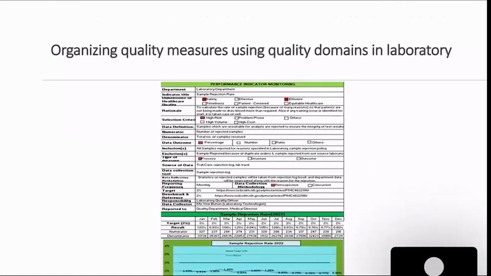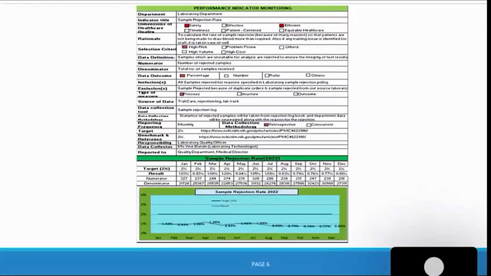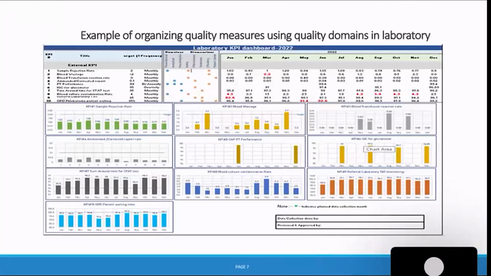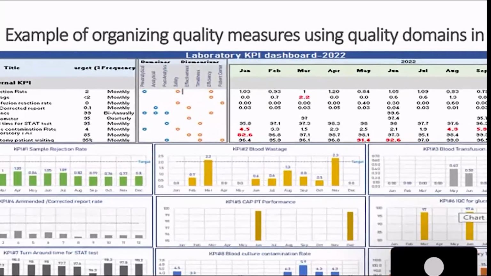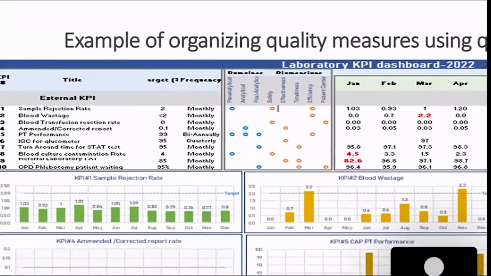This is how, in our healthcare setup, we do the data collection before we start any new KPIs. We need to fill up this form and submit it to the quality department, and make sure that this form has been revised and approved before we start the data validation pilot study. We need to submit this to get approval. And this is an example of a quality measure aligned using the quality domains in our laboratory.